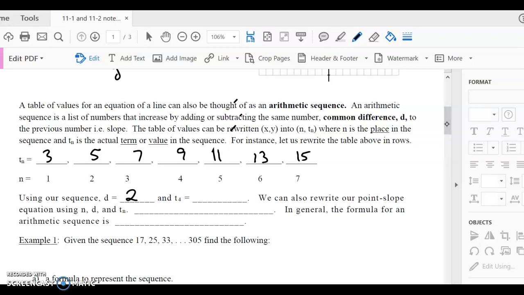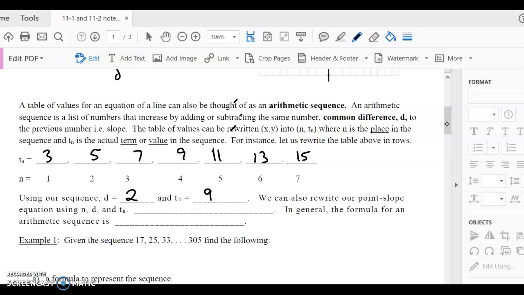Now, when we think about the common difference, we want to think about taking the second term, 5, for instance, minus the first term, 3. That's how we get 2. T sub 4 would be 9, in case they ask you. So that means in the fourth position, what is the actual number?